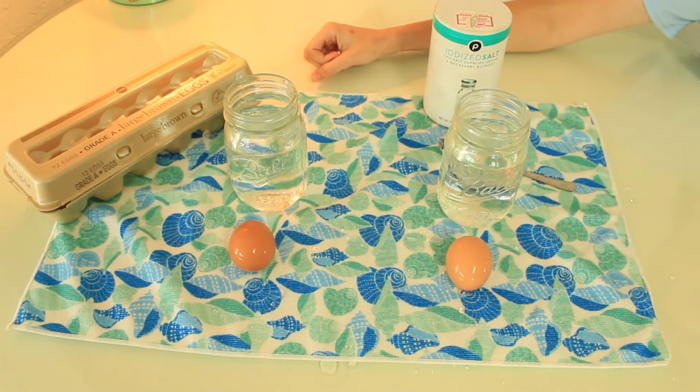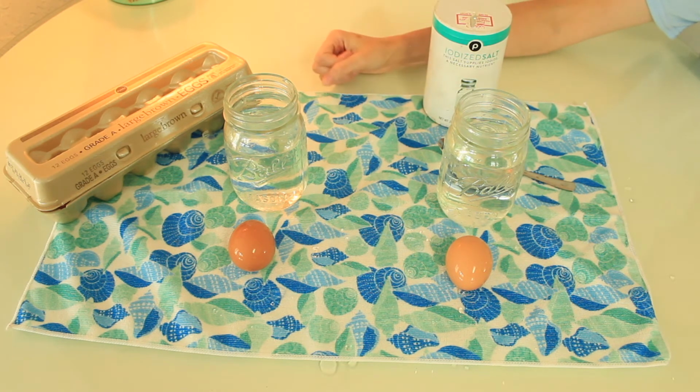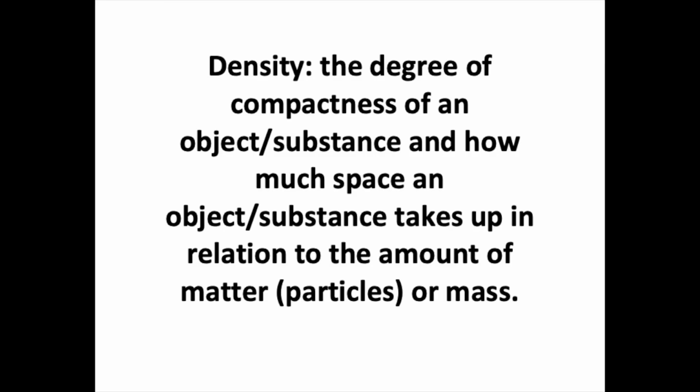So now that we've tested different items and how they sink and float, we're going to test these items in different types of water. We're going to be testing the density of these items. Density is the degree of compactness of an object or substance, and how much space an object or substance takes up in relation to the amount of matter or particles that the object has, or its mass.